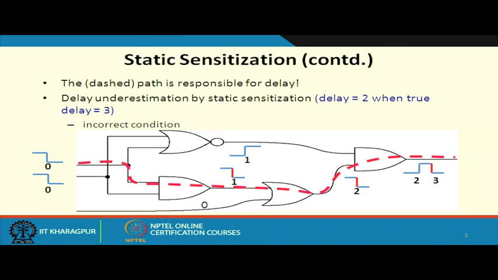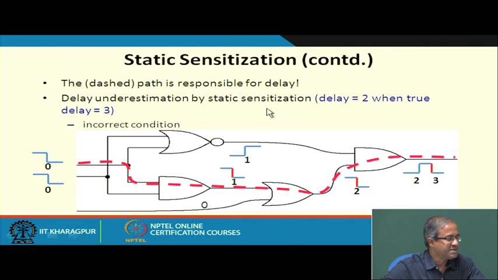So, here what we are saying is that the static sensitization method that we are following, this is doing some delay underestimation. So, the true delay is 3, but it will give us a delay of 2, which is an incorrect condition, right.